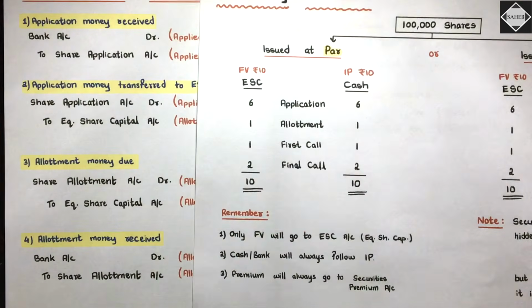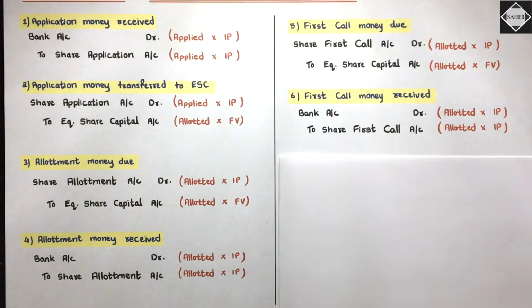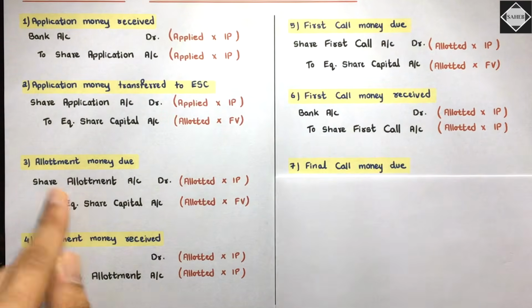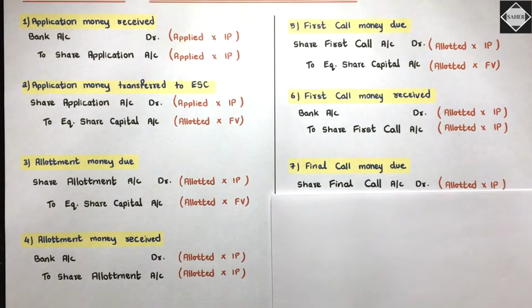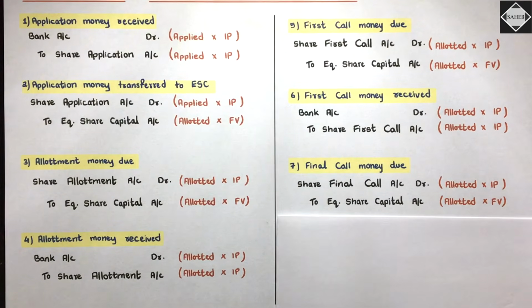Yeah, the final call is due. So pass the entry for that. Make the final call due. How? Increase the capital. Yeah, like this entry, isn't it? Share final call account debit to equity share capital account. Take the amount in equity share capital account.